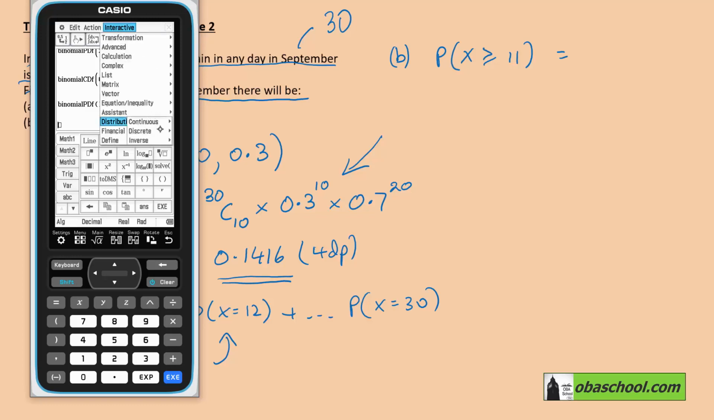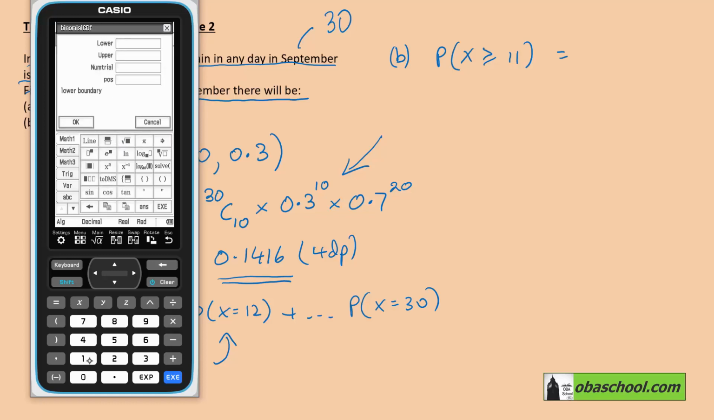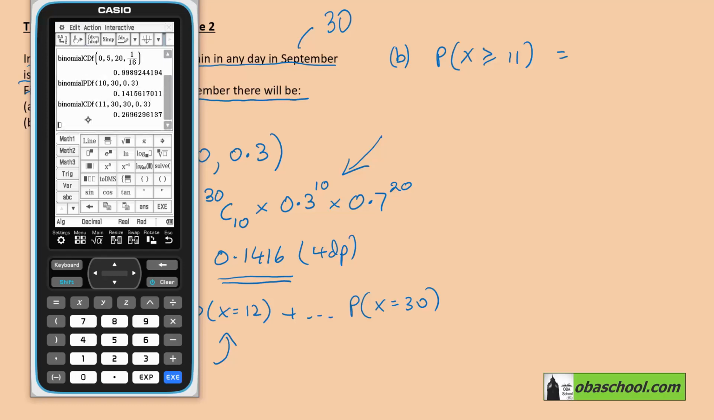And then we want the greater than or equal to 11 case, so that's a CDF. So that's 11 through to 30 with 30 trials, probability of success 0.3. So okay, that's 0.2696 if we work to 4 decimal places.